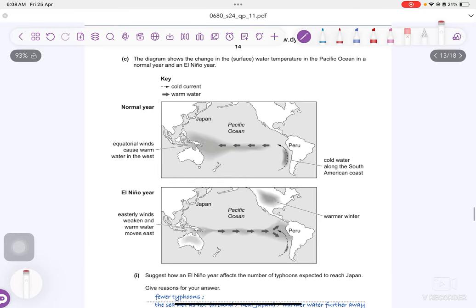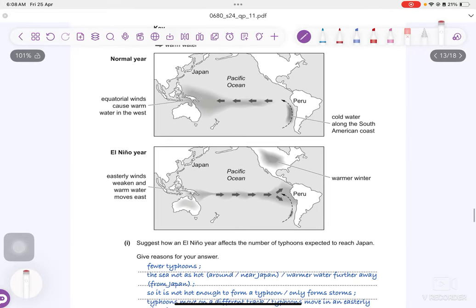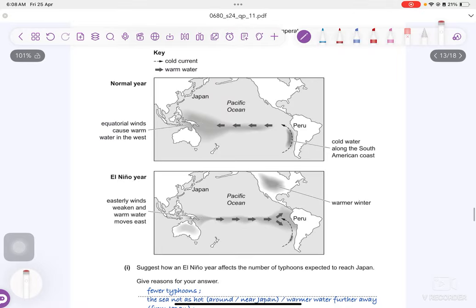The diagram shows the change in the surface water temperature in the Pacific Ocean, in a normal year and in an El Niño year. So let's talk about what normally happens and what happens in El Niño. Let's take a look at the pictures first. The dotted arrow shows the cold current and this large arrow shows warm water. Normally, air from the east goes west. That's normal. So winds happen, and cold water circulates here around Peru.